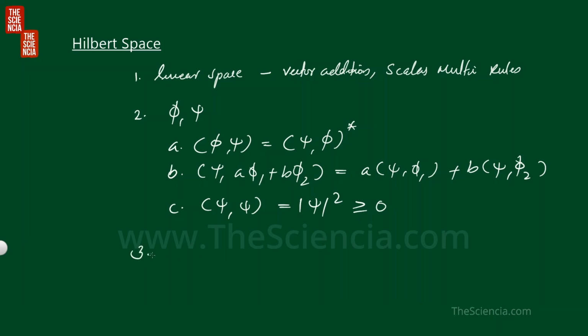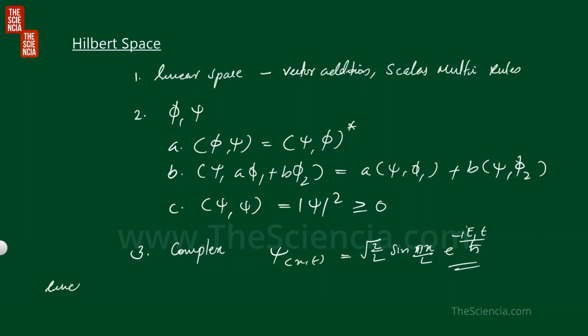And the Hilbert space is a complex one also. In the earlier case, we discussed some wave function, that is at time t, we got root 2 by L sine pi x by L into e raised to minus i E t by h cross. See, an exponential term is there. That is, it is a complex number. So Hilbert space is generally complex, or we can say it is a linear vector space over complex numbers.